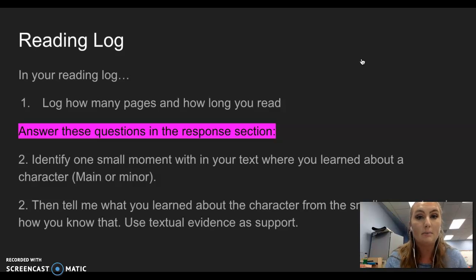The reading log is going to be due at noon. Okay, so make sure you have the reading log completely in and submitted by noon. The video will go away at noon as well. So make sure that you have everything in by noon.